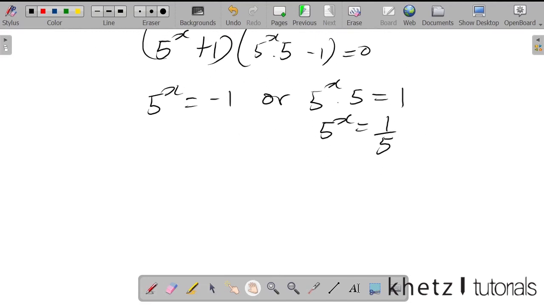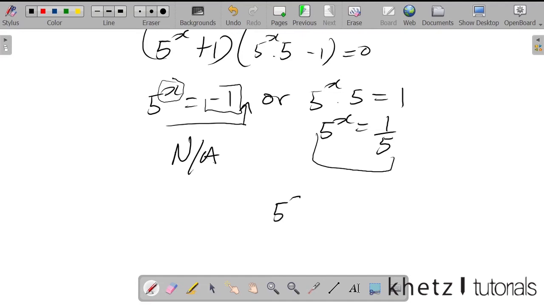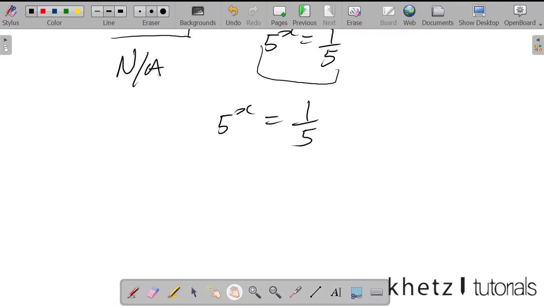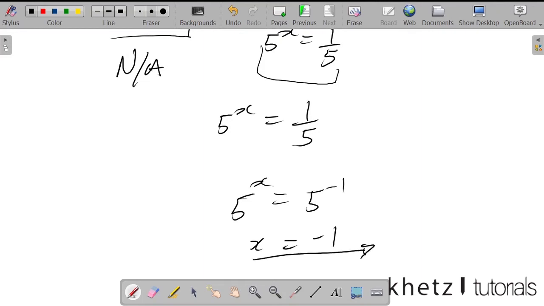Now, if you look at 5 to the x, it can never be negative. Whatever you put as your x value should never give you a negative number, which means this side is not applicable. It's not possible. You only focus on this side where you have 5 to the x is equals to 1 over 5. And 1 over 5 is actually equals to 5 to the -1. And therefore, your x is equals to -1. And that is basically how you'd find your x in that particular case, right?